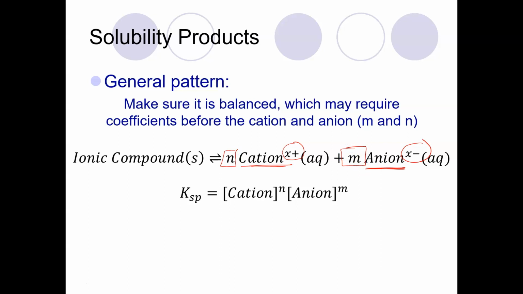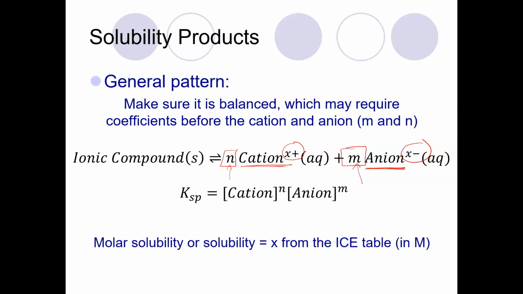So the solubility product expression will be equal to the cation raised to the power of whatever the coefficient is, times the anion raised to the power of whatever its coefficient is. And then it would be over 1, because the ionic compound is a solid, so I'm not even going to write that. Just always make sure that it's balanced before you worry about this.